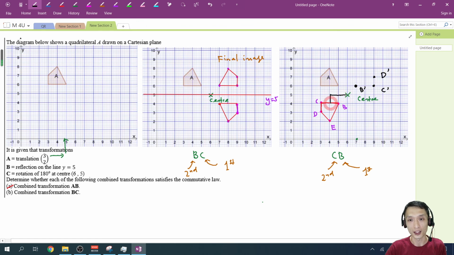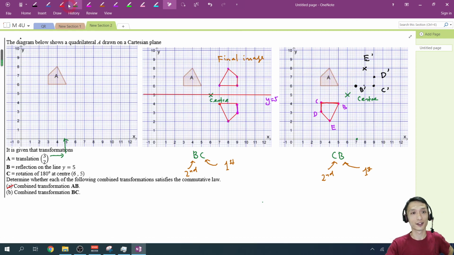1, 2, 1, 2, 3. Again, 1, 2, 1, 2, 3. Which is over here, E prime. Let me connect all these points together and see whether these two transformations produce the same images or not. If they produce the same images, then we can conclude that BC satisfies the commutative law. Okay, so this is the final image.